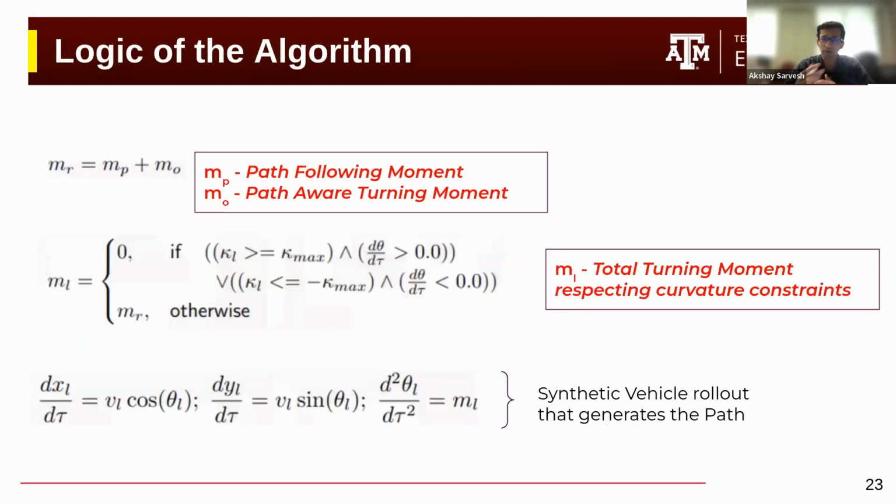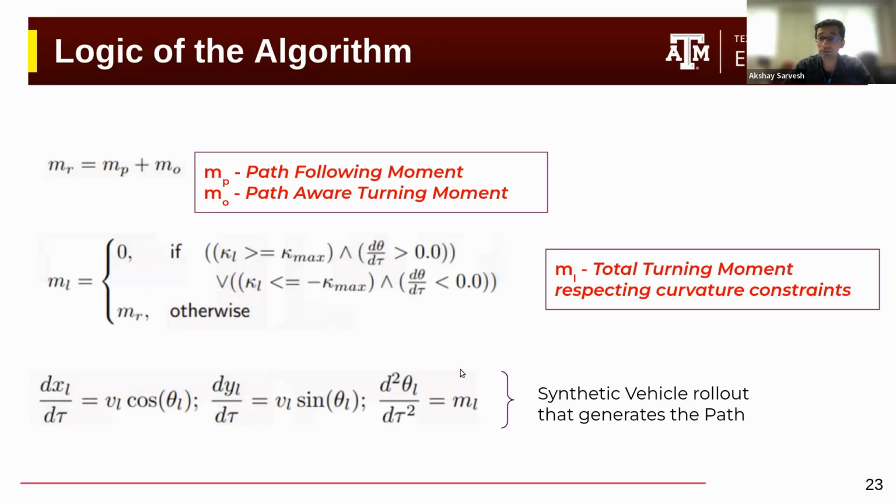I do not want to get a whole lot into the mathematical details of the algorithm, but I just want to touch upon briefly as to what it is. We have 2 types of moment, a path following moment and a path aware turning moment. The path following moment is inspired from the pure pursuit controller, where the robotic vehicle tries to follow the path as closely as possible. And path aware turning moment is inspired from the obstacles that are present, and it considers the moment that's coming from the obstacles that are present on the path, and it avoids those obstacles as much as possible. I will get to that a bit more in detail as well.